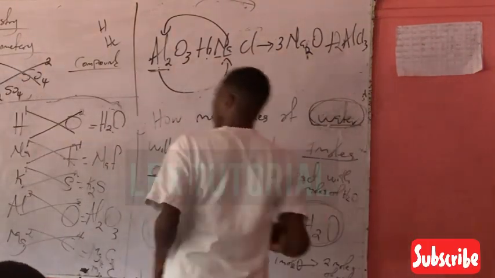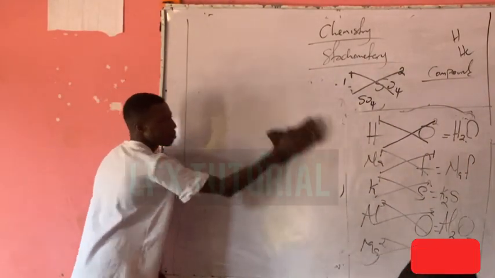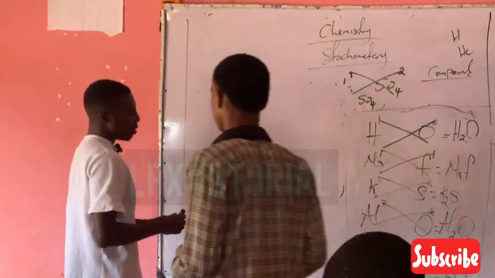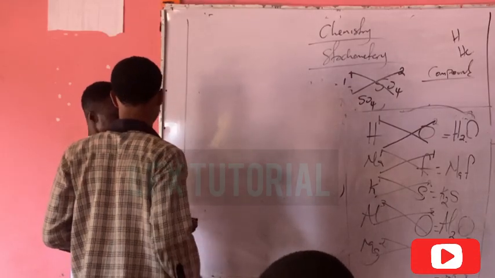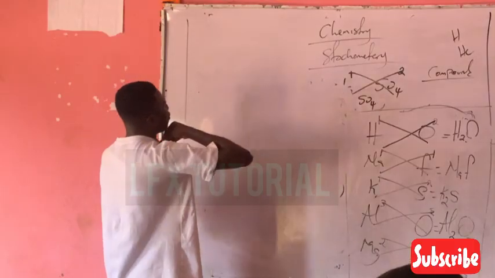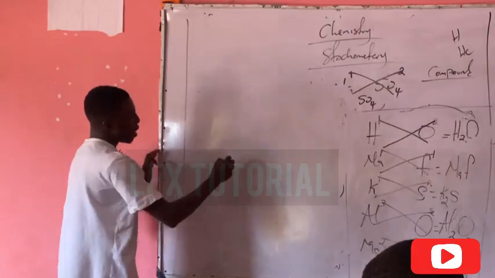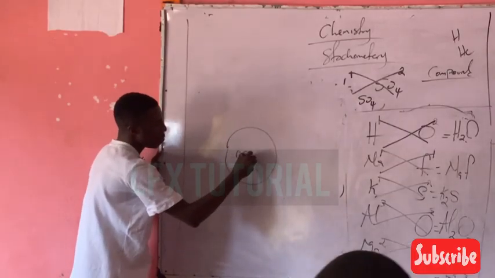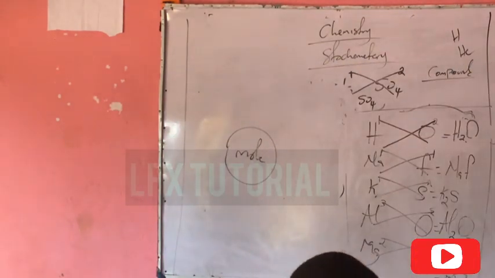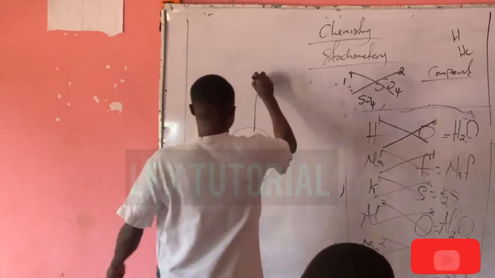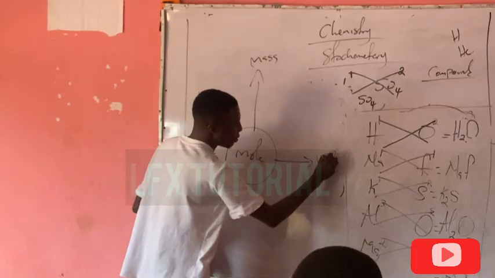Now listen. Listen, everybody. How to convert now? There are certain things you have to have in mind. We have mole inside here. So you should have this in mind. Mole. We have mole inside here. I want to put mass. I want to put volume there.